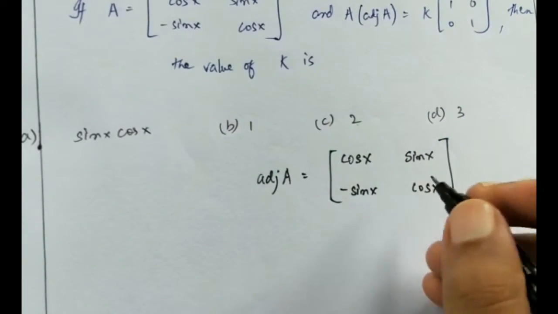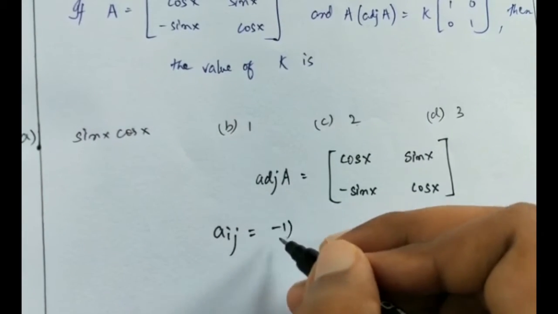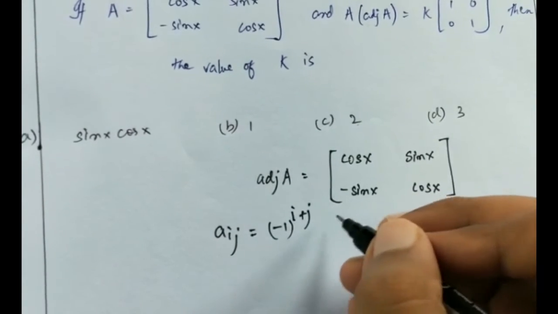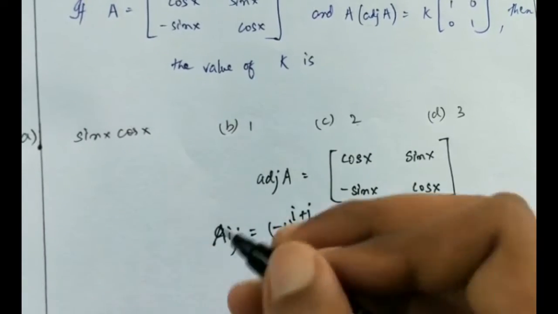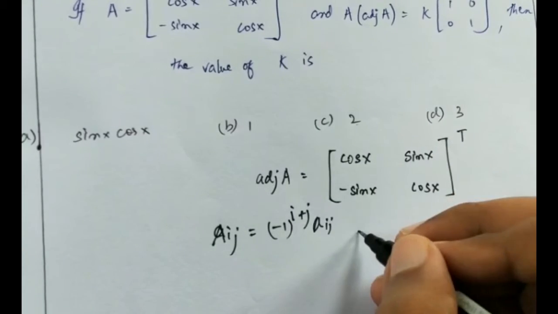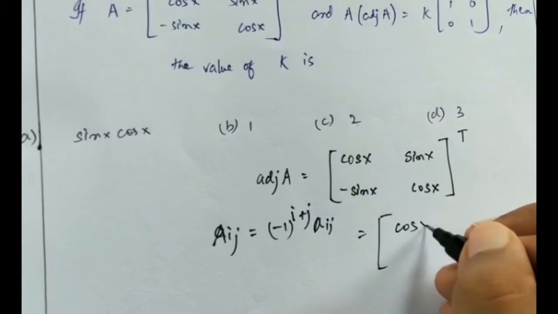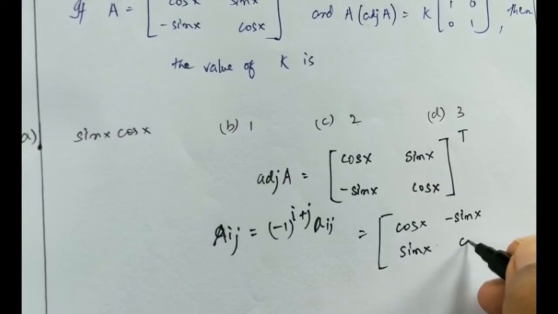So if you forget how to find the cofactor, it is like this: aij equal to minus 1 to the power i plus j into the minor. So I am writing aij here, and this is the aij cofactor. Anyway, this is the adjoint of the matrix. You have to find the transpose first, so that is cos x, minus sin x, sin x, cos x.